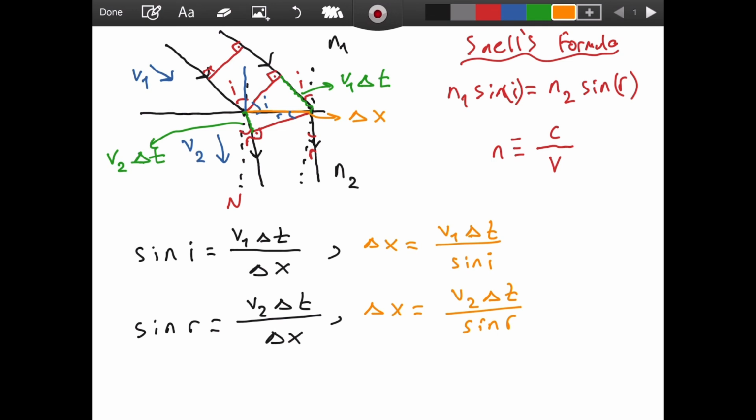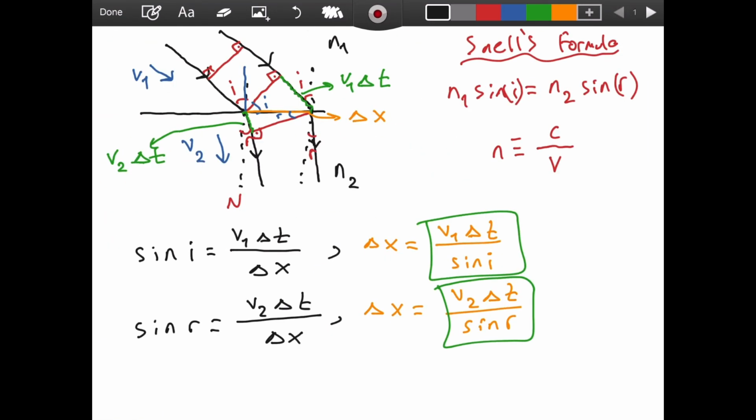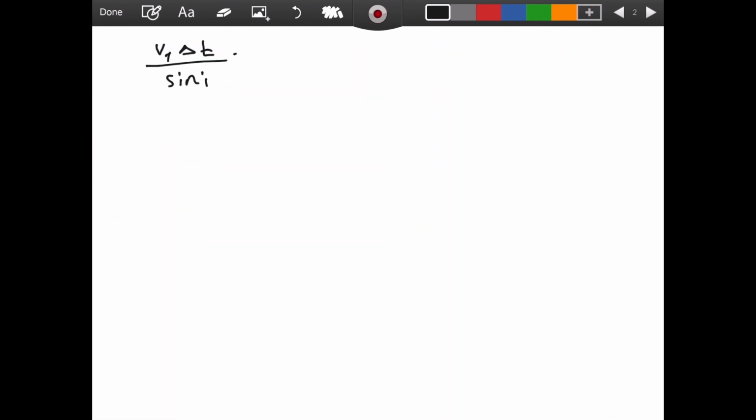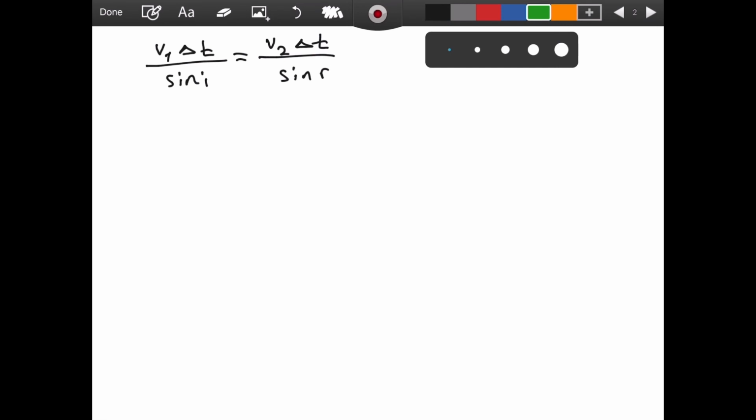And you might be seeing where I am going with this. I want to equalize these two equations because they are both equal to delta x, which means they should also be equal to one another. So let's do that on the new page. We have V1 delta t divided by sine of I, and this is equal to V2 delta t divided by sine of R. Here we see that delta t cancels. This is great because it was an arbitrary choice that we made and it should not affect the final result. Everyone can choose different time intervals. But on the other hand, V1, V2, I and R are determined by the system, by the relative refractive indexes of two mediums, and you will see what I mean by that.